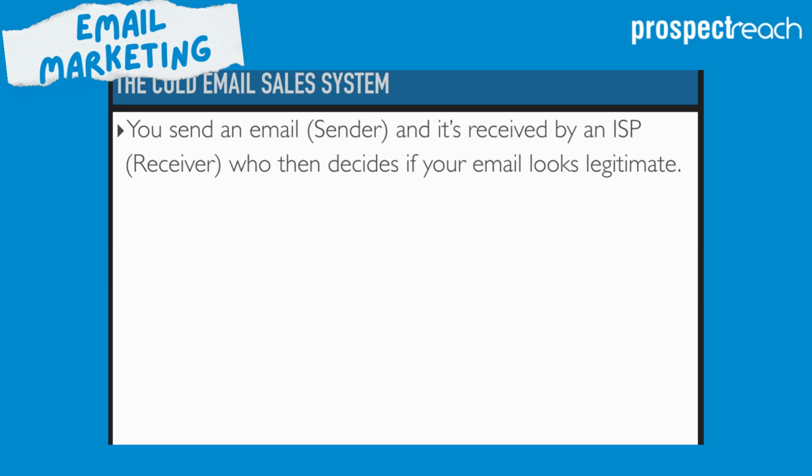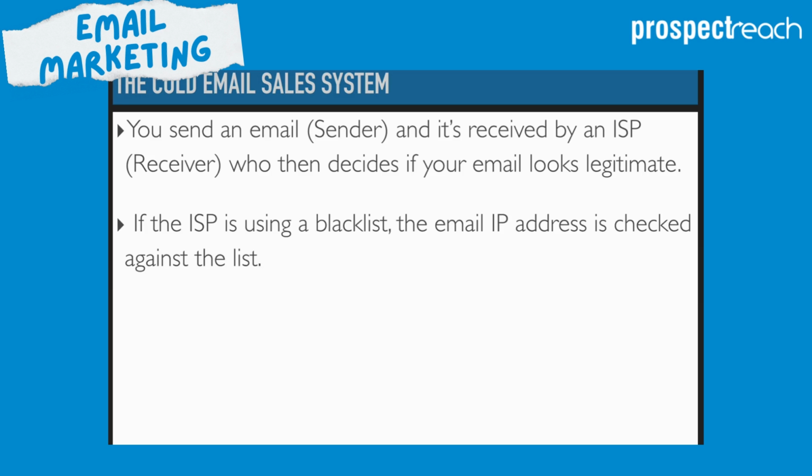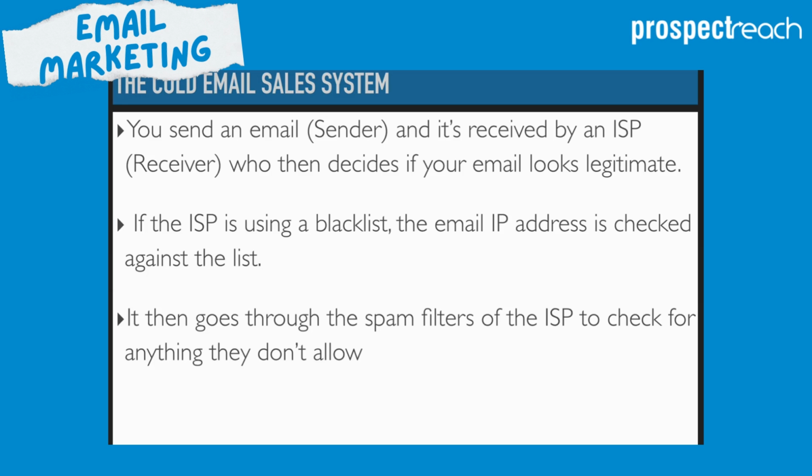Now, you send an email, which is the sender. It's received by an ISP, which is the receiver, who then decides if your email looks legitimate. Again, each of these ISPs has its own algorithm. Gmail has an algorithm that's different than Yahoo, and Yahoo has an algorithm that's different than Hotmail, but the reasoning behind why some emails go to spam or don't even send is similar, okay? And we'll go over those. If the ISP is using a blacklist, the email IP address is checked against the list. It then goes through the spam filters of the ISP to check for anything that they don't allow. This is their mechanism for filtering. If the email passes these tests, then it's sent to the inbox, right?